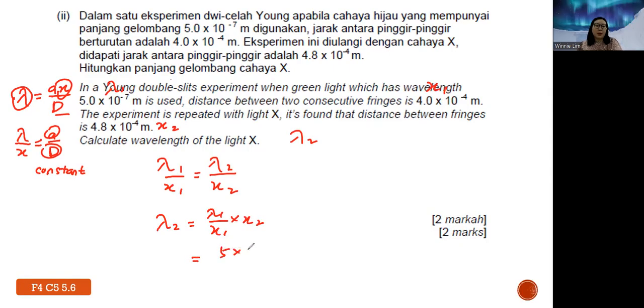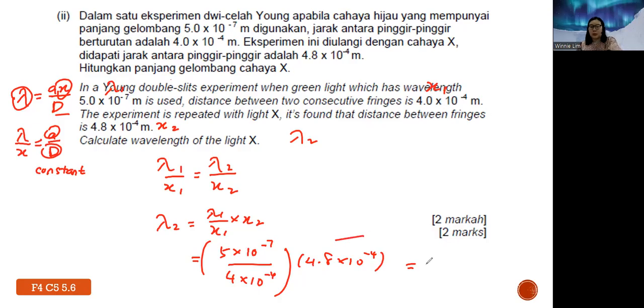Lambda 1 is 5 times 10 power negative 7, and then x1 is 4 times 10 power negative 4, then x2 is 4.8 times 10 power of negative 4. And press calculator. Make sure you press correctly. So finally, supposedly your answer is 6 times 10 power negative 7 meter.